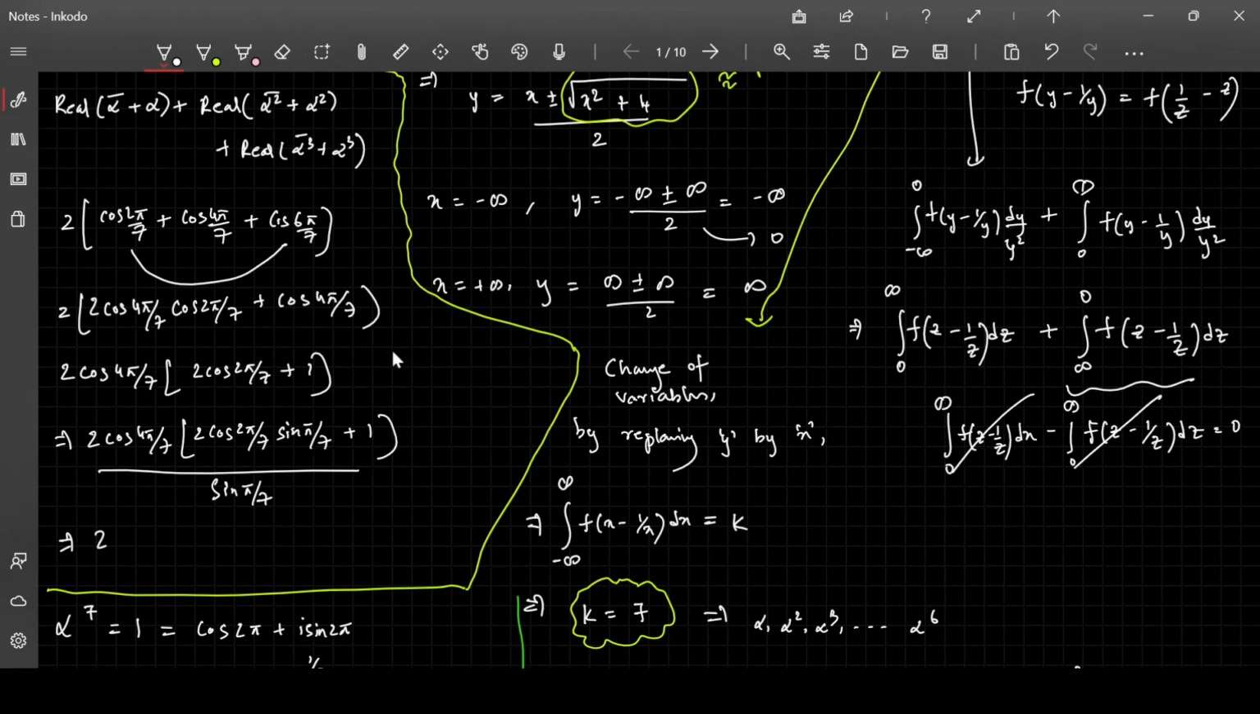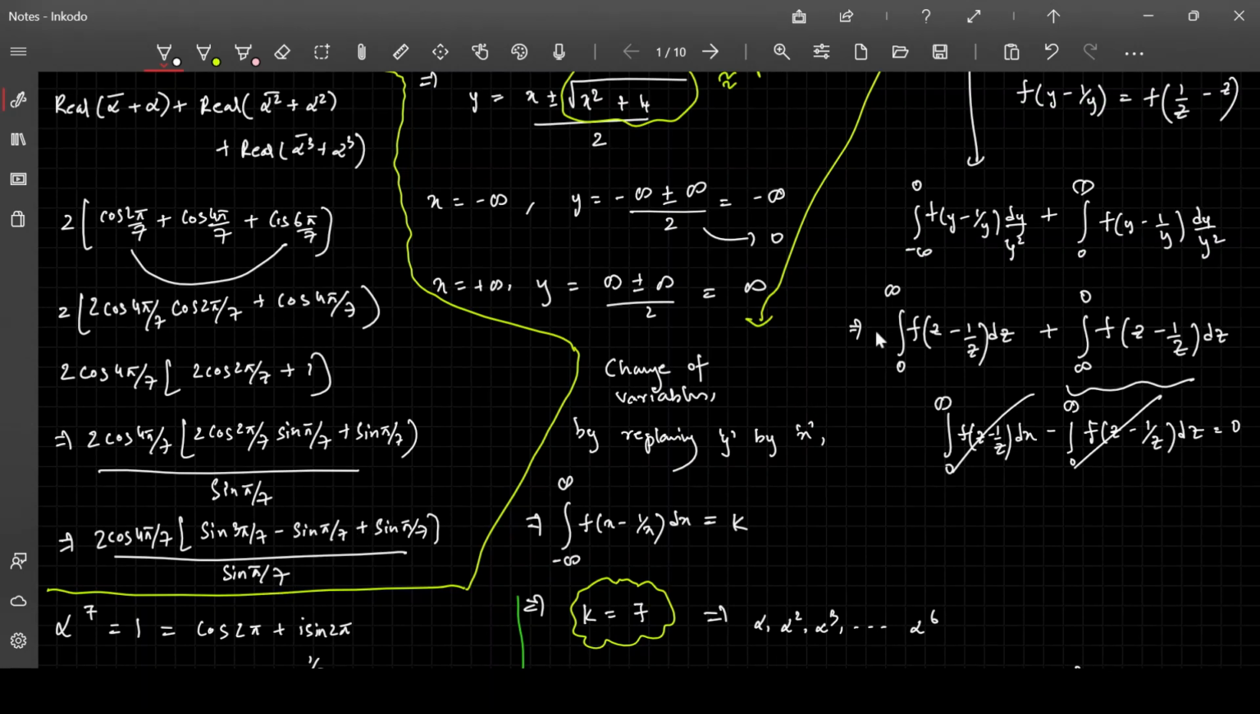There's some mistake here. I often make such mistakes, because we have brought sin π/7 inside, so we must also multiply the 1 with sin π/7. So this will lead to 2 cos 4π/7 times sin 3π/7 minus sin π/7, and here we have plus sin π/7, divided by sin π/7. We can just cancel these two, minus sin π/7 and plus sin π/7.